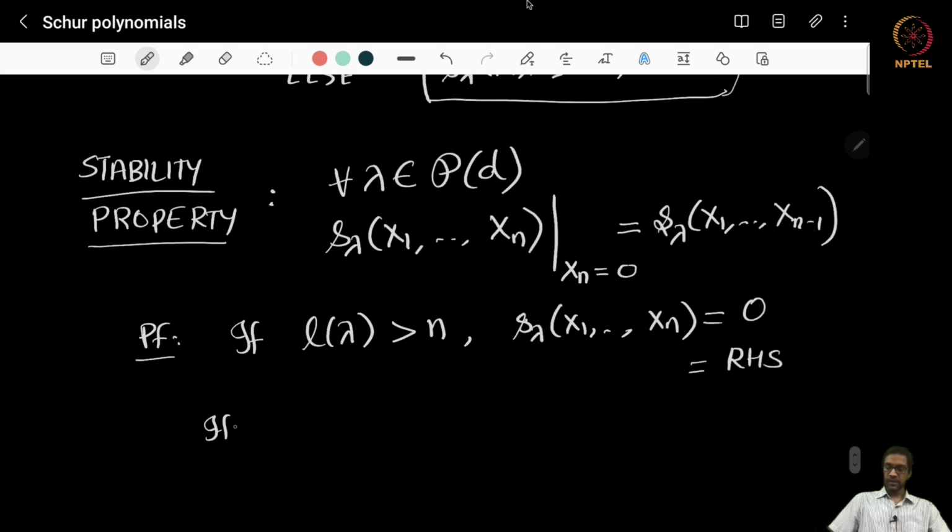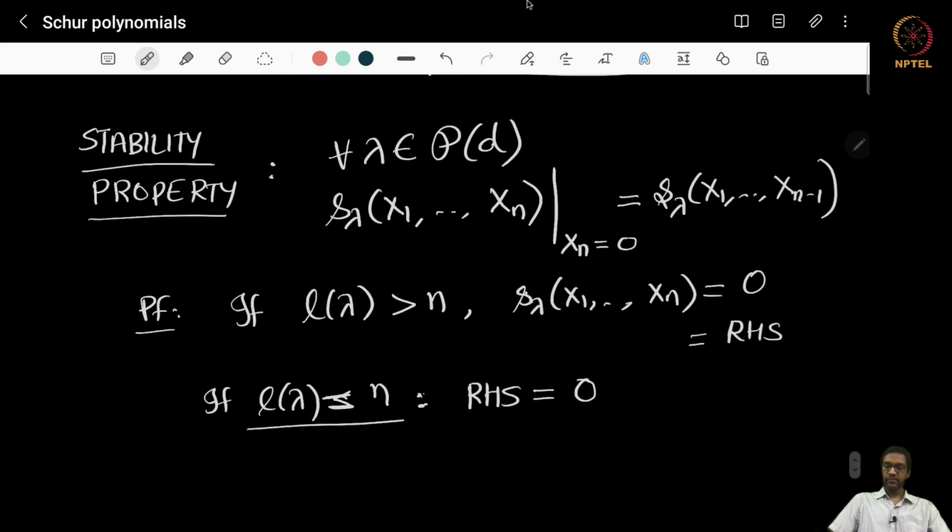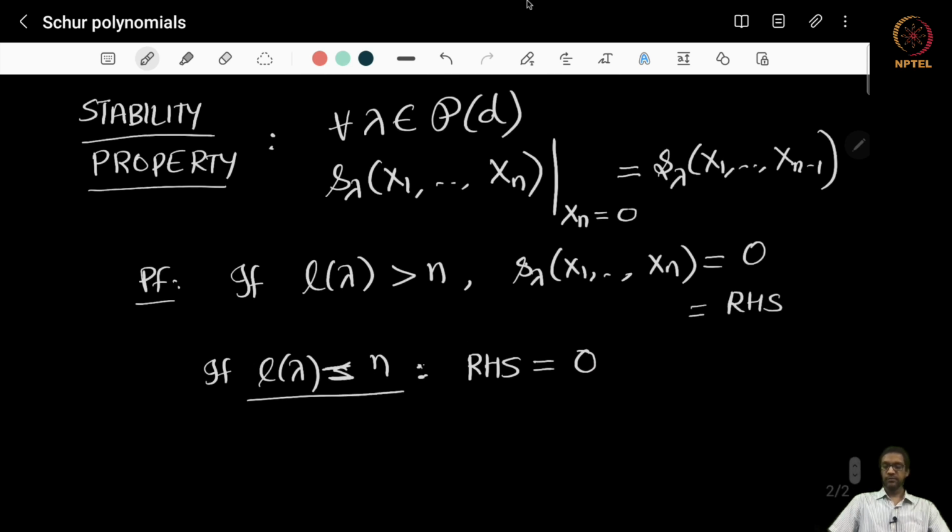Now if the length of lambda equals n, so let's do equals n. If the length of lambda is equal to n, then let's see what happens to both sides. The right hand side is of course 0, because the length is n and there are only n minus 1 variables. So by definition, the Schur function in n minus 1 variables is 0. Now why is the left hand side 0?